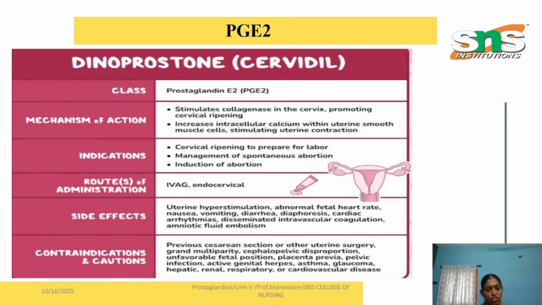Placenta previa, there is a higher chance of bleeding. Pelvic infection, we should not administer because we have to administer vaginally, and it causes further infection. Active genital herpes, asthma, glaucoma, hepatic, renal, respiratory and cardiovascular disease, we should not administer because it stimulates the uterine muscle contraction, and at the same time it is releasing the calcium channel, which causes muscular contraction all over the body. It leads to further damage to the cardiac, respiratory, renal and hepatic muscles.